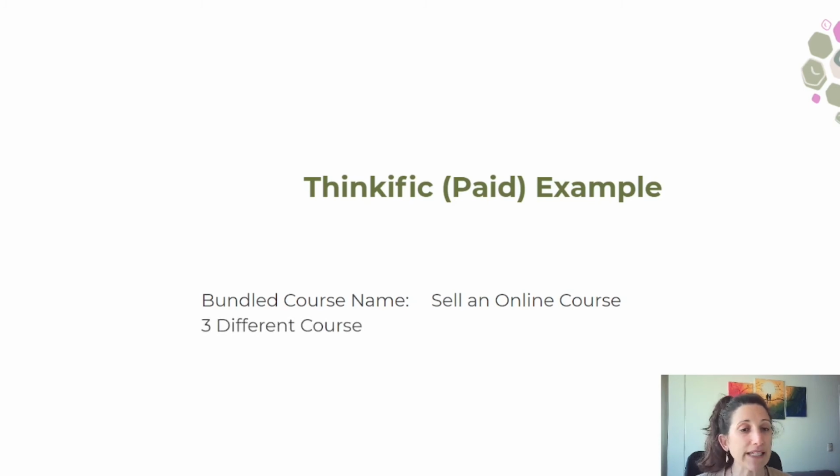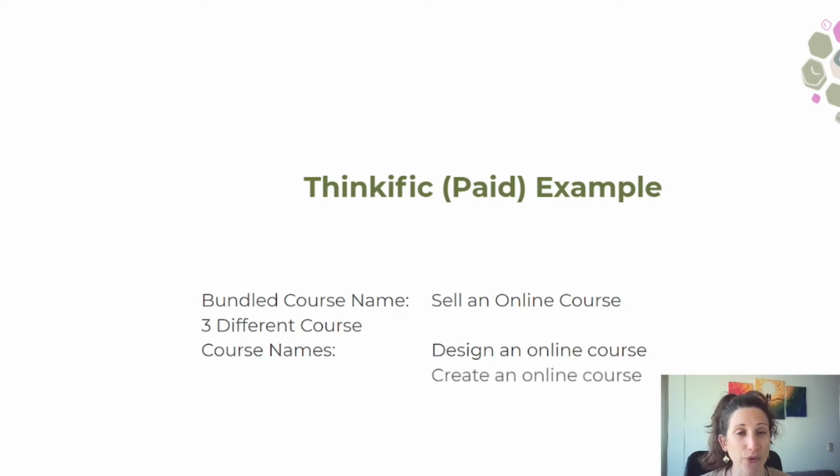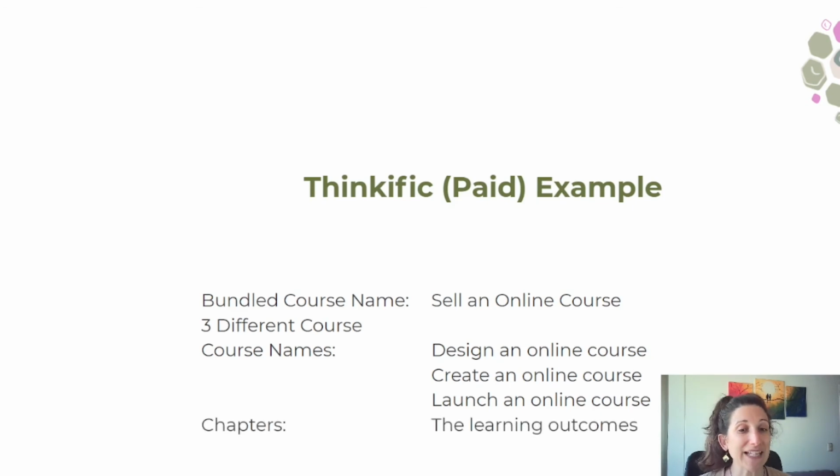Then I have 3 different courses. These 3 different courses each have a course name, which is the module or the bundle: design an online course, create an online course, and launch an online course. Then my next level is my chapter, and that's where I put in my learning outcomes. And then each lesson in that chapter are the competencies and the lessons from my curriculum.